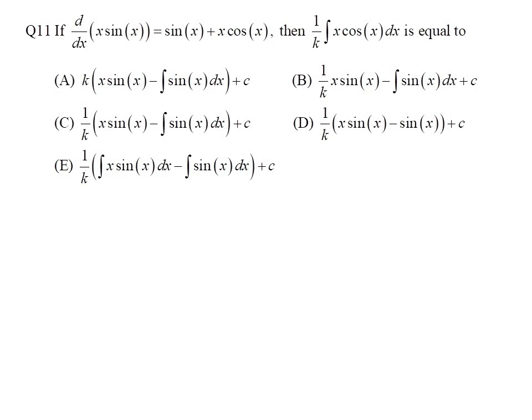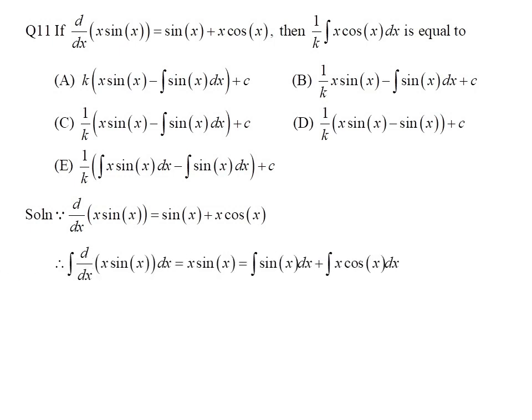In question 11, it is given that the differentiation of x sine x with respect to x equals sine x plus x cosine x. The question here is to find the expression of 1 over k times the integral of x cosine x with respect to x from 5 given choices. Since the differentiation of x sine x with respect to x equals sine x plus x cosine x, we integrate both sides of the equation and then it becomes x sine x equals the integral of sine x with respect to x plus the integral of x cosine x with respect to x.